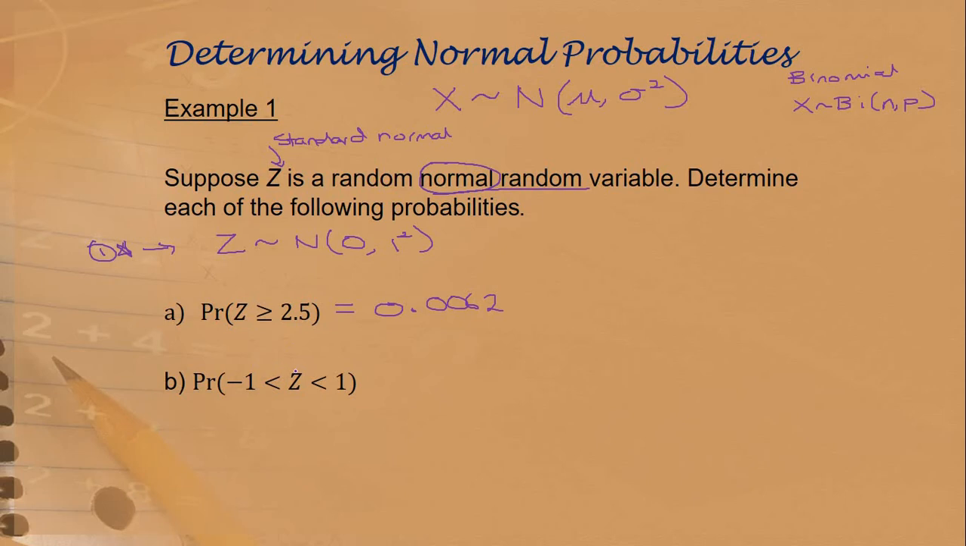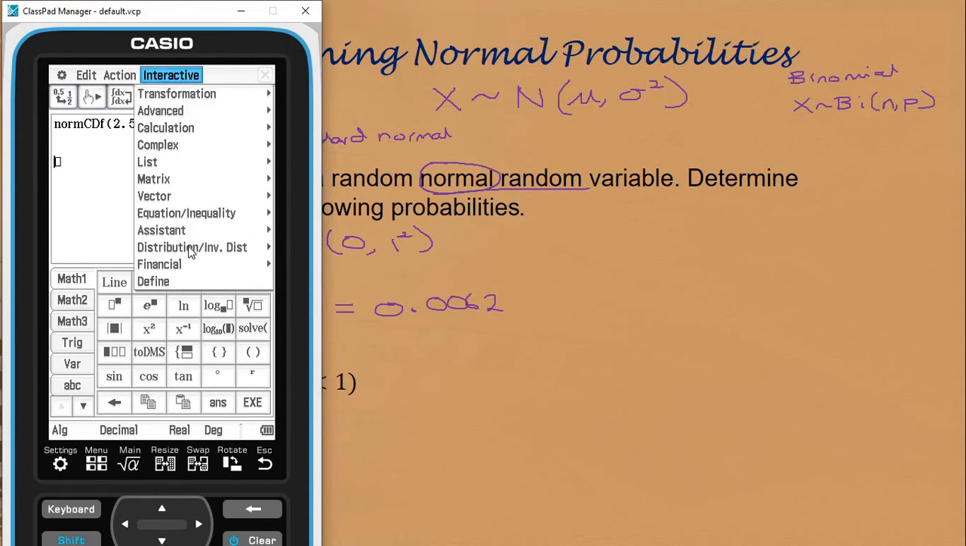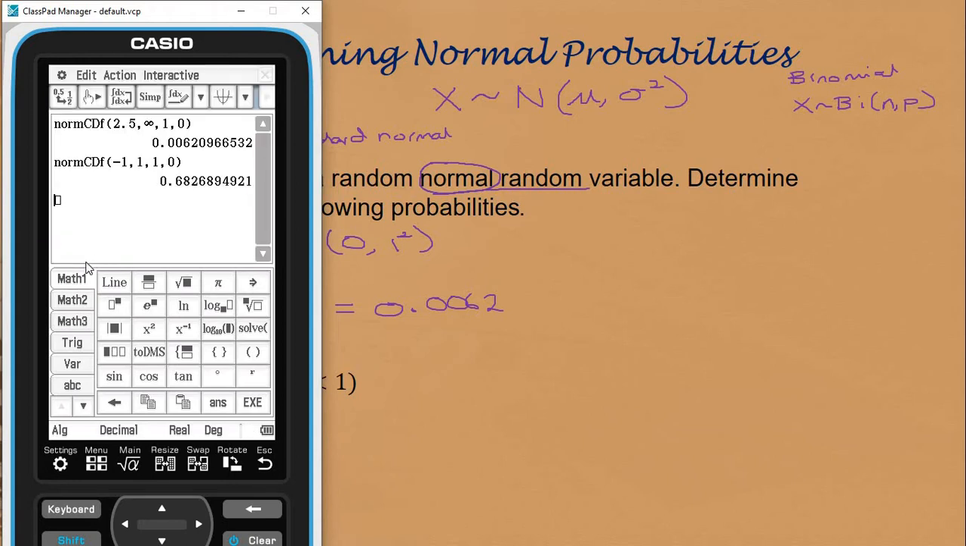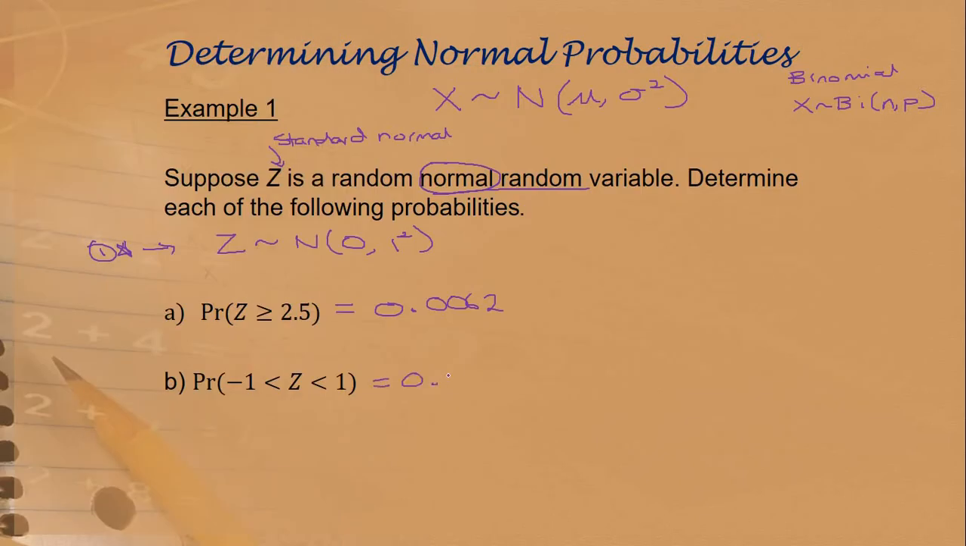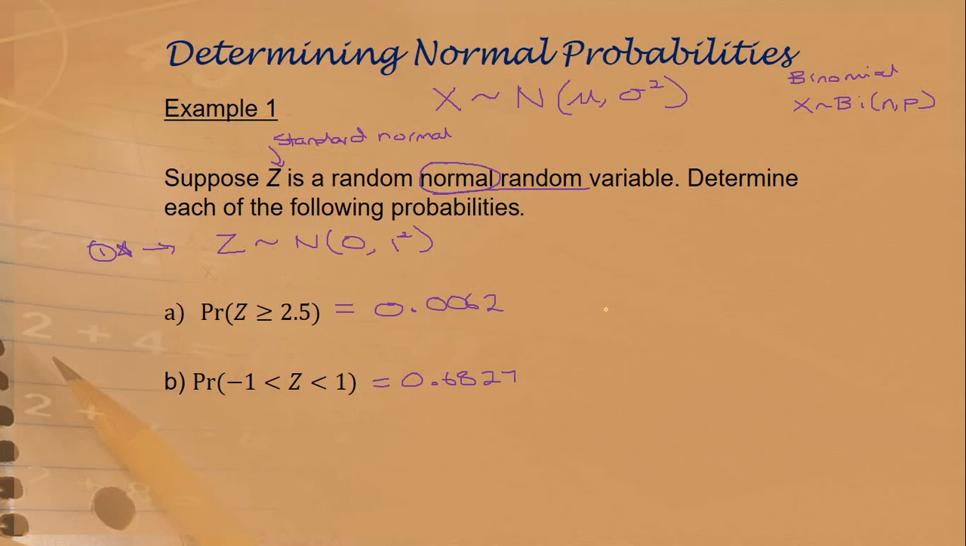For the next one, we want to find the value for which Z is between -1 and 1. So here again, Interactive, Distribution, normal CDF. Our lower is -1 because we're going from -1 to 1. Our upper is 1. We still have a mean of 0 and a standard deviation of 1, and we get an answer of 0.6827. Now, when you get answers, it is worth thinking to yourself, do these make sense?